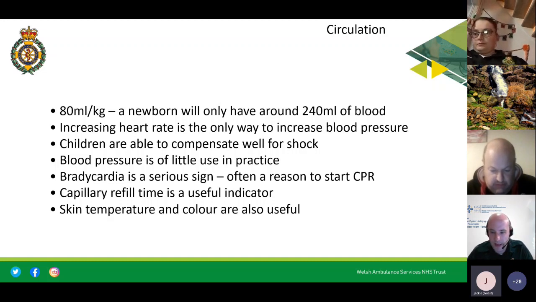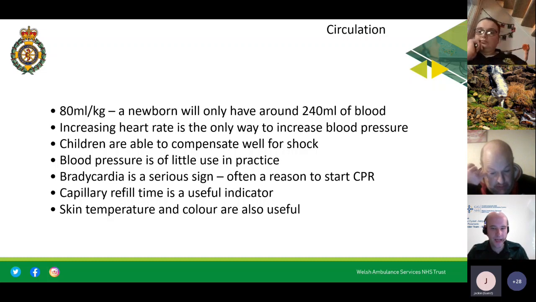Cap refill is looking at how long it takes for the skin to go from white to pink. We do it centrally in a child. You can do it on yourself if you wanted. All you're going to do is push down on your skin, you can do it on your forehead. Push down for 5 seconds. Come away. It is white. And then it should come back within 2 seconds. So if you do it on yourselves, hopefully the pinkness comes back within 2 seconds.